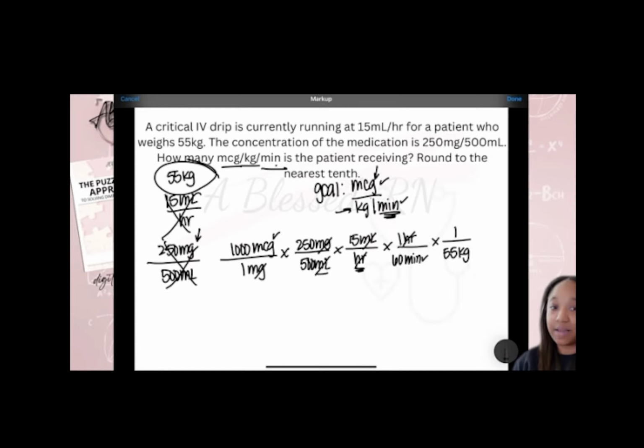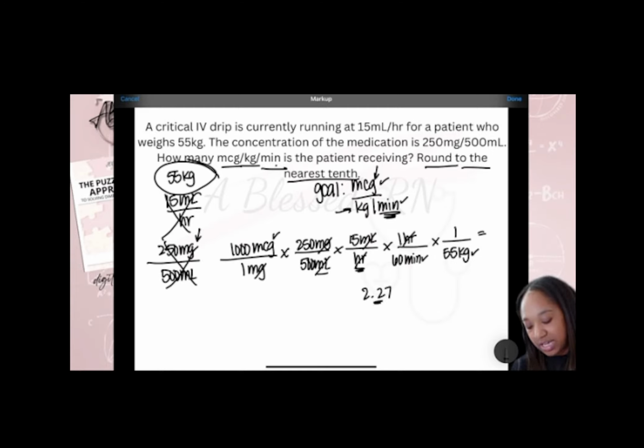The one to go on top this time. And now we have the puzzle completed. And now you can just do the math. And that's it. That's it. 1,000 times 250 times 15 divided by 500 divided by 60 divided by 55 equals 2.27.